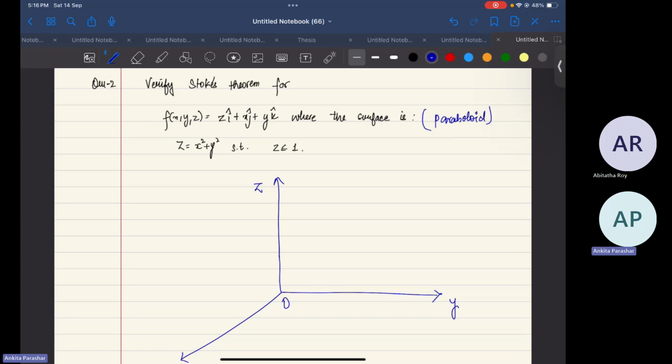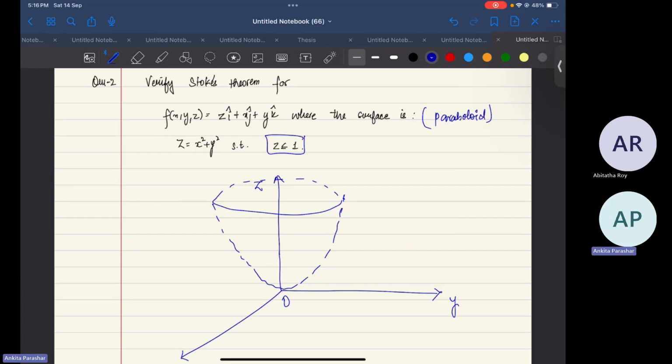You just draw perpendicular to the zy plane, because the zy plane you can see, and put x equal to 0, you'll get z equal to y square. So then you can realize z equal to y square is nothing but an upward parabola. So see that this is somewhat like this. And since the given z is at the most 1, you're given that the height is at the most 1, right?